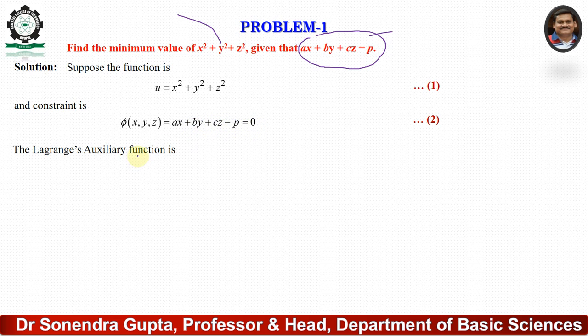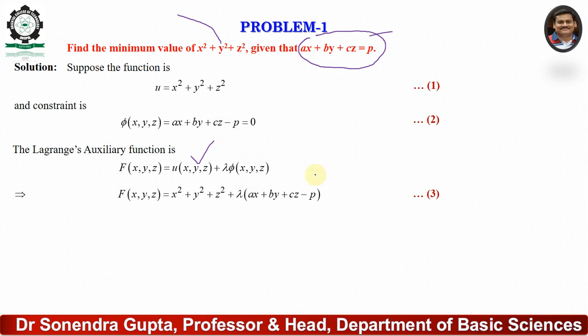Now the Lagrange auxiliary function is F equal to u of x y z plus lambda times phi of x y z. Now what will be the value of u of x y z? That means x square plus y square plus z square, and the value of phi is ax plus by plus cz minus p. Now say this equation number 3.